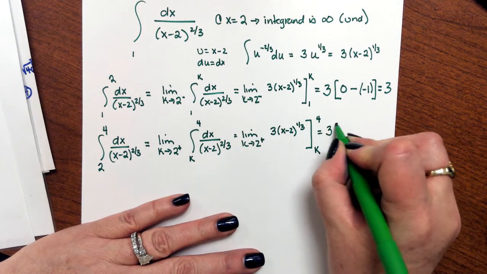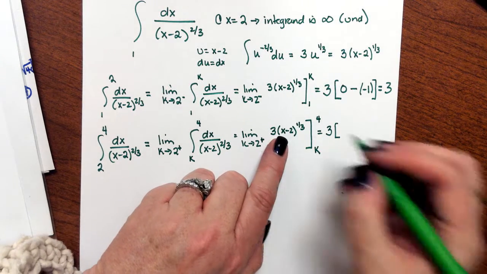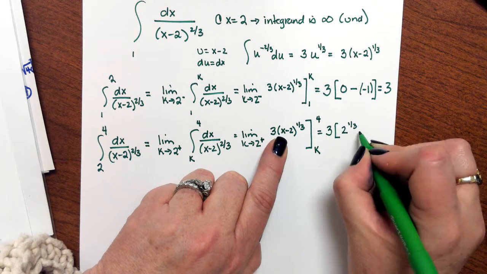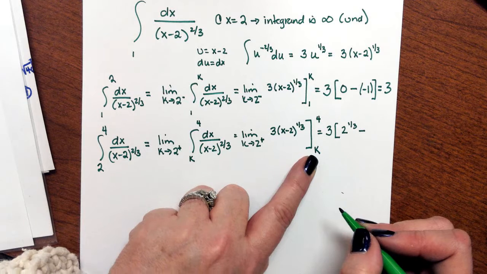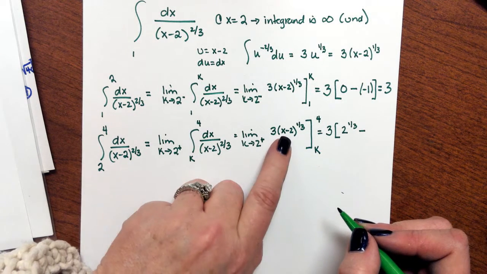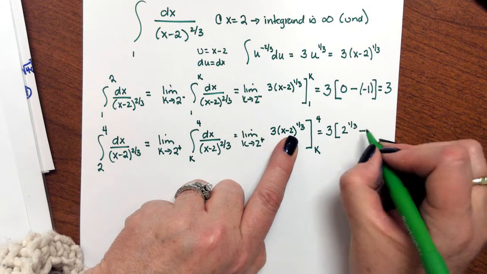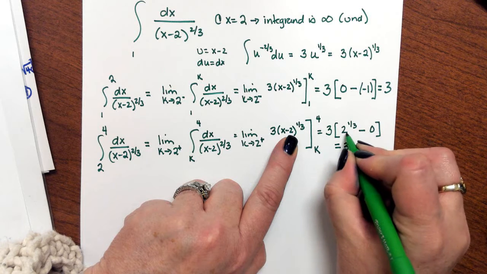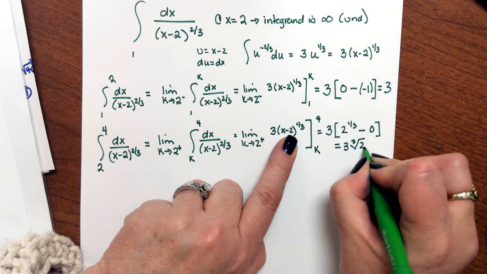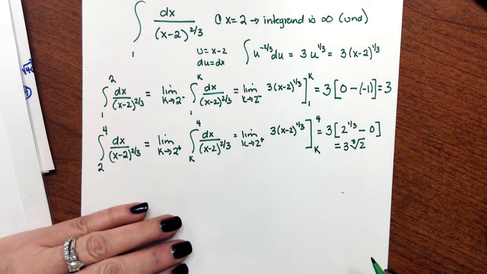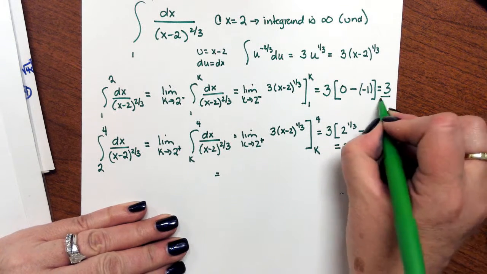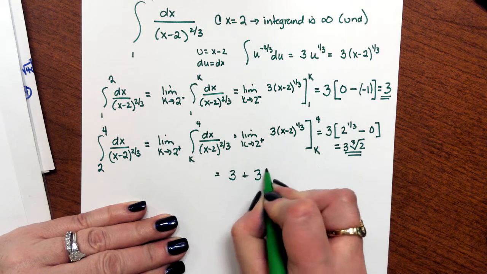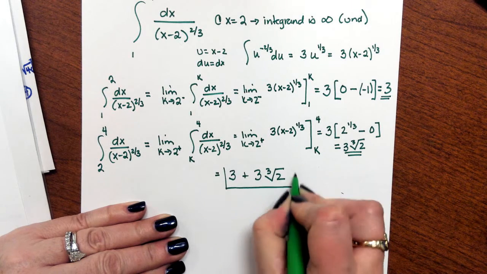So I'm going to keep that 3 factored out. I'm going to plug in my 4. So I have 4 minus 2, which is 2, so I have 2 to the 1/3. Minus, plug in the limit as k approaches 2 from the right. I'll do my direct substitution. 2 minus 2 is 0, so that's going to go to 0. So I end up with 3 times 2 to the 1/3, which is the cube root of 2. Then I need to take these two and add them together. So 3 plus 3 times the cube root of 2 is my final answer. So this would converge.